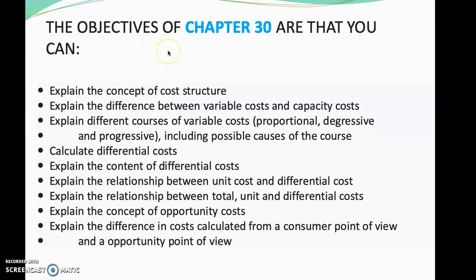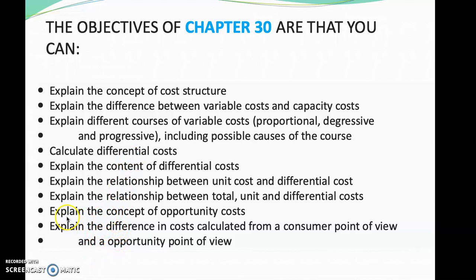After chapter 30, you should be able to explain the concept of cost structure, the difference between variable cost and capacity cost, explain different causes of variable cost, proportional, degressive, and progressive, calculate differential costs. We talked about that in the previous lesson. Explain the content of differential cost. Explain the relationship between unit cost and differential cost. And explain the relationship between total, unit, and differential cost.